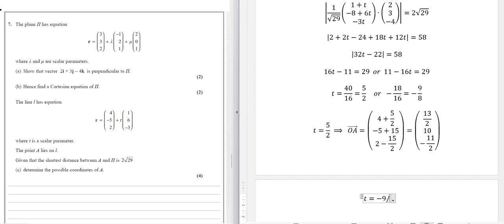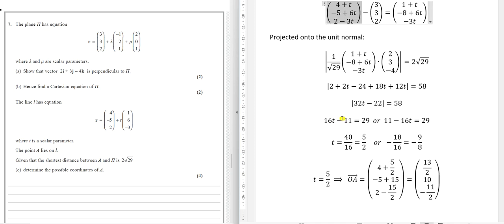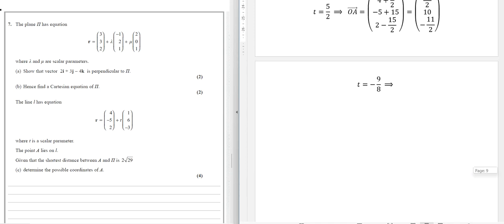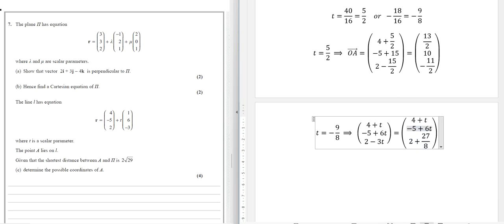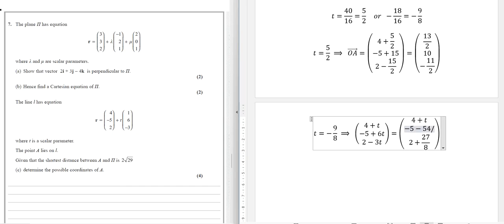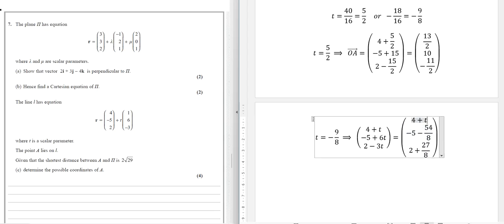And then t equals minus 9/8. It's going to give me a different result. Again, we just substitute in our value of t. In this case, we're adding 27 over 8. Here we are taking away 54 over 8. Here we are taking away 9 over 8.